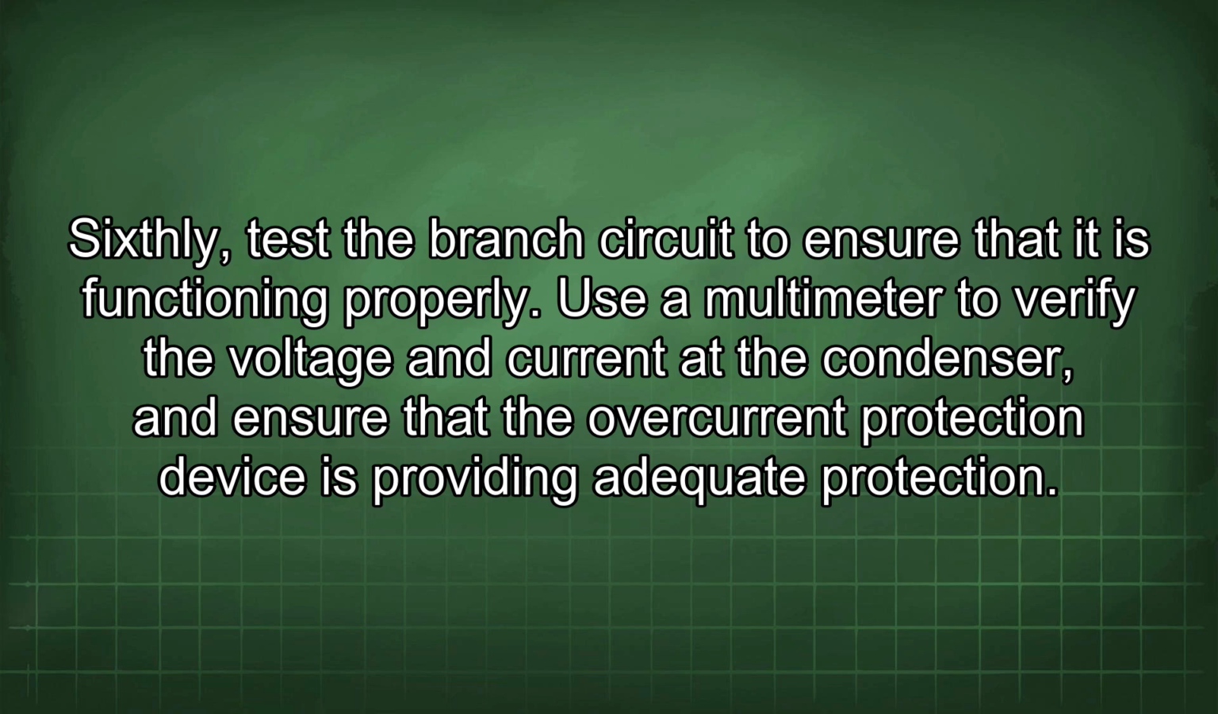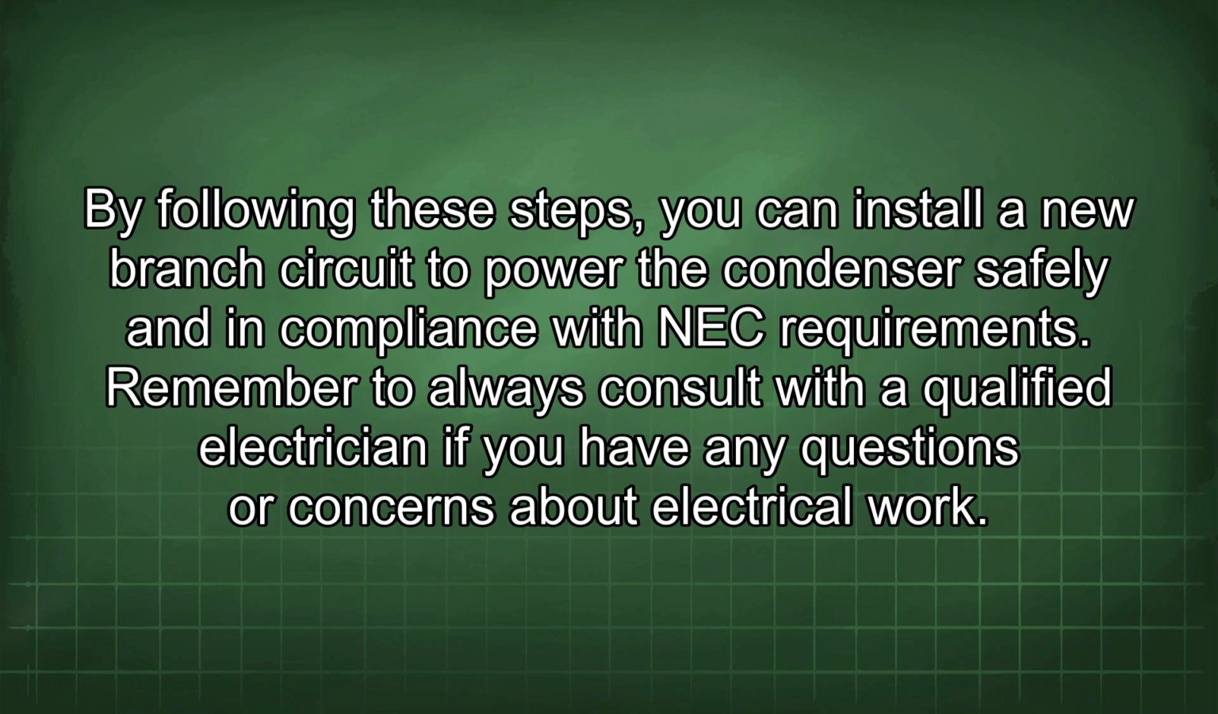Use a multimeter to verify the voltage and current at the condenser and ensure that the overcurrent protection device is providing adequate protection. By following these steps, you can install a new branch circuit to power the condenser safely and in compliance with NEC requirements. Remember to always consult with a qualified electrician if you have any questions or concerns about electrical work.